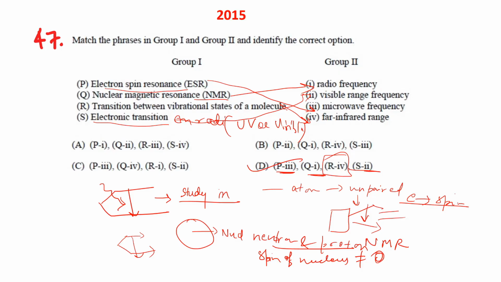So for ESR we use microwave frequency. For NMR we generally use radio frequency. To study transitions between vibrational states of a molecule, we use the infrared range, and for electronic transition it is the visible range. So the answer is D.